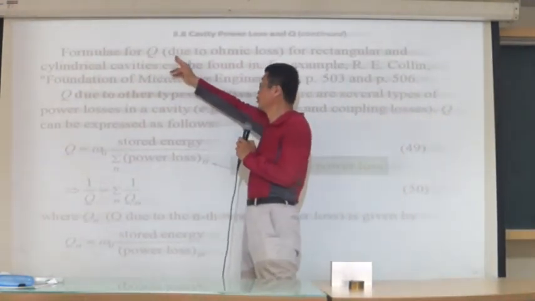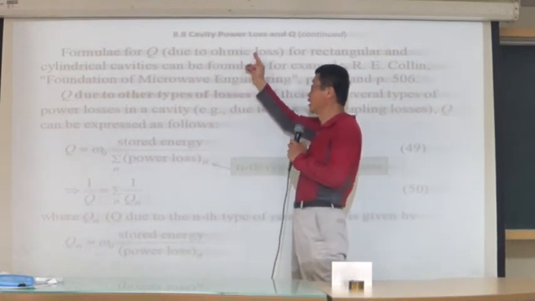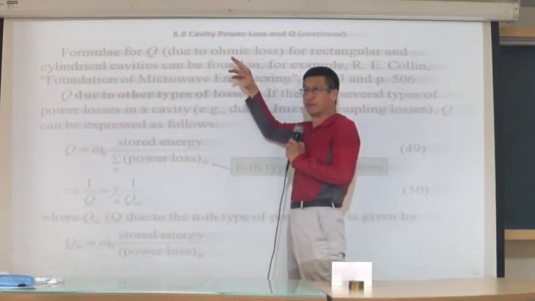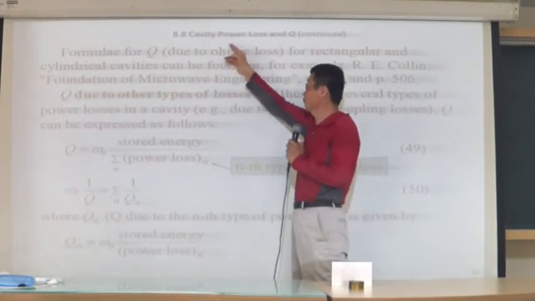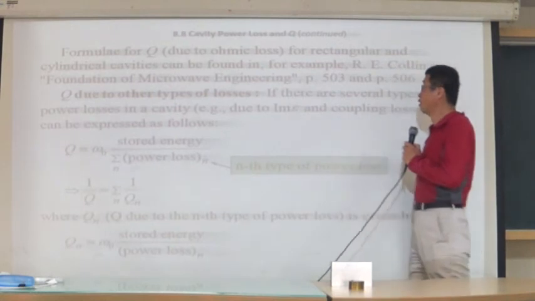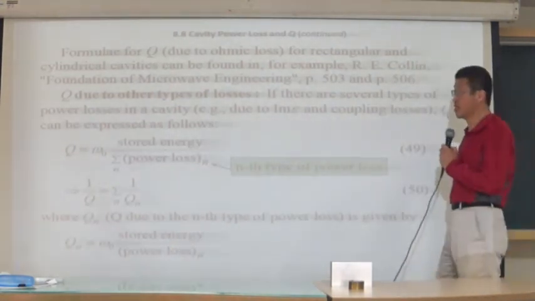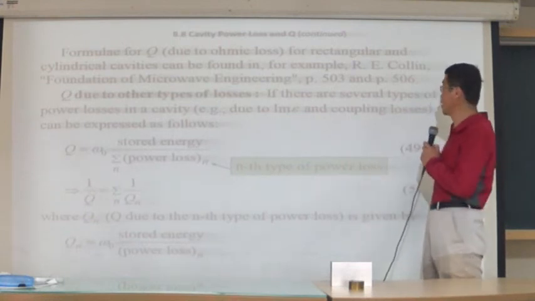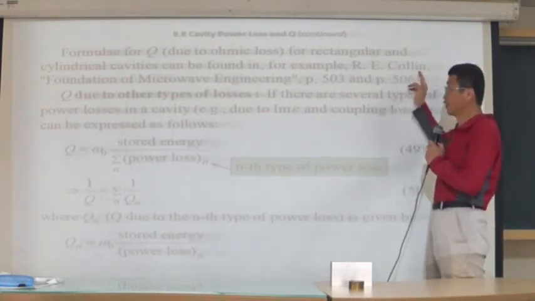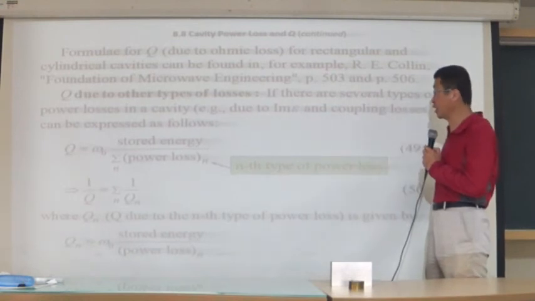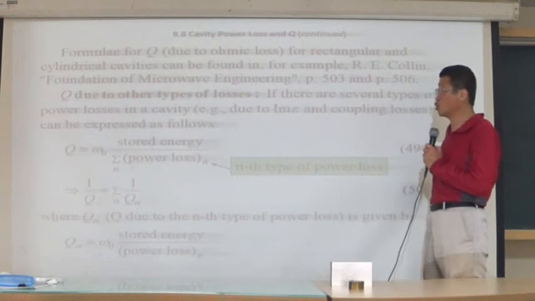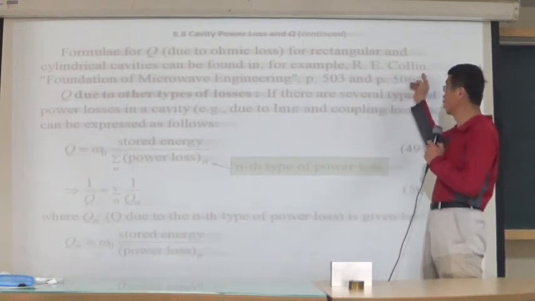Formula for Q due to ohmic loss. Ohmic is Ohm's loss. Ohmic loss formulas for rectangular and cylindrical cavities can be found in many textbooks, for example, Collin's Foundations for Microwave Engineering, or Pozar's Microwave Engineering. These two textbooks are quite good, especially Collin.